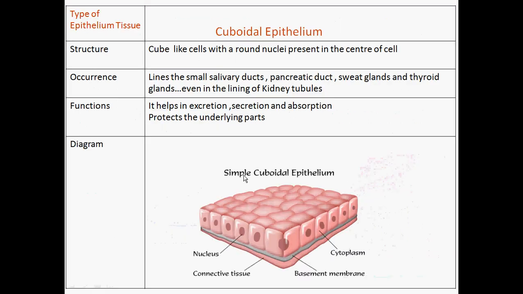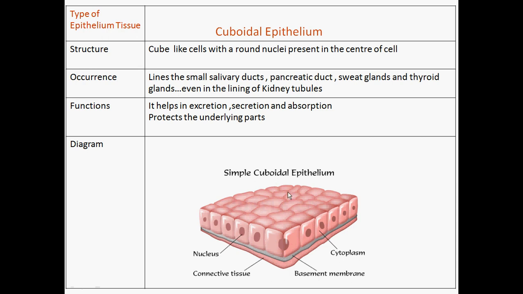Now students, the second type of epithelial tissue is the cuboidal epithelium tissue. From the name only we can understand that the cells of such a tissue are cube-like. We can easily see in this figure that the shape of the cells in this case is cube-like, and they have rounded nuclei present in the center. If we see this figure of the cuboidal epithelium from the top view, it will appear as if all the cells are square in shape.